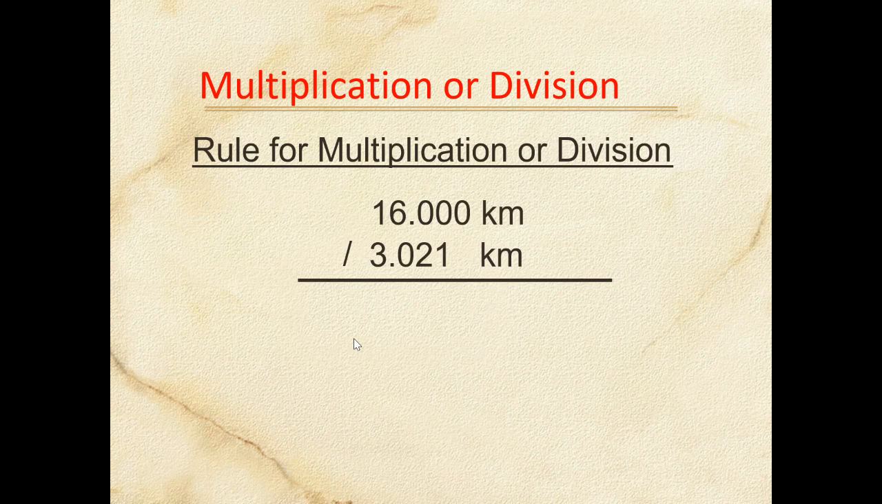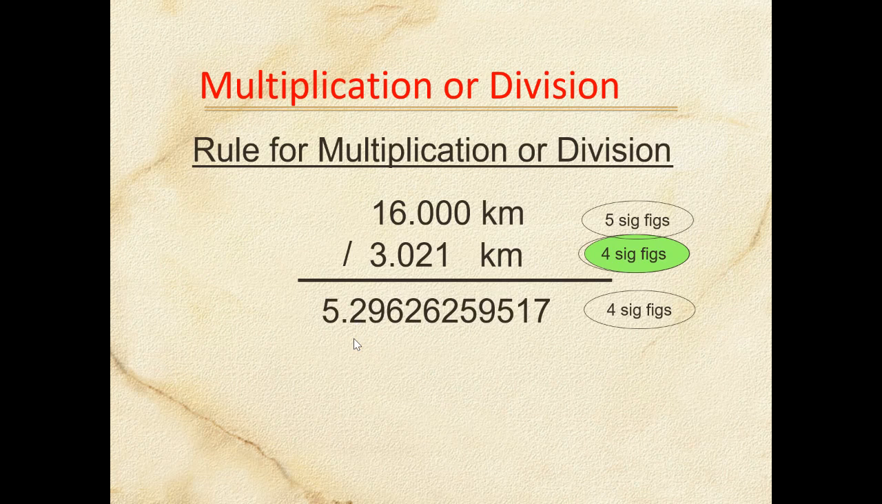All right, rule for multiplication or division, 16.000, okay, has 5 sig figs. The next one has 4 sig figs. That is smaller. We multiply those together. We get a number with a lot of significant figures in there, but we need to round that down to just 4 sig figs. So there's our answer right there.